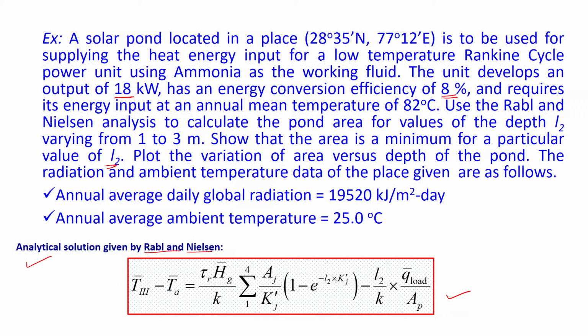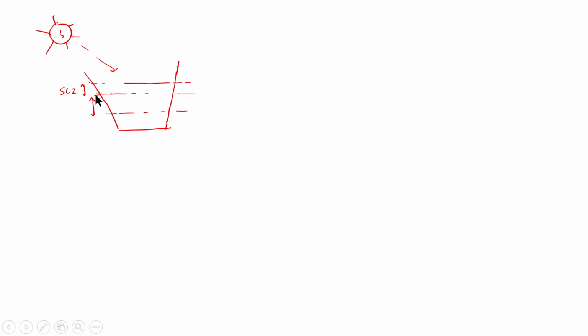So, first let us draw the solar pond. So, we will have the sun here, the sun rays will fall, and we will have this kind of pond. Okay. So, there are 3 layers, as we already know. This first layer is known as the surface convective zone, the second layer is known as the non-convective zone, and the third layer is known as the lower convective zone.